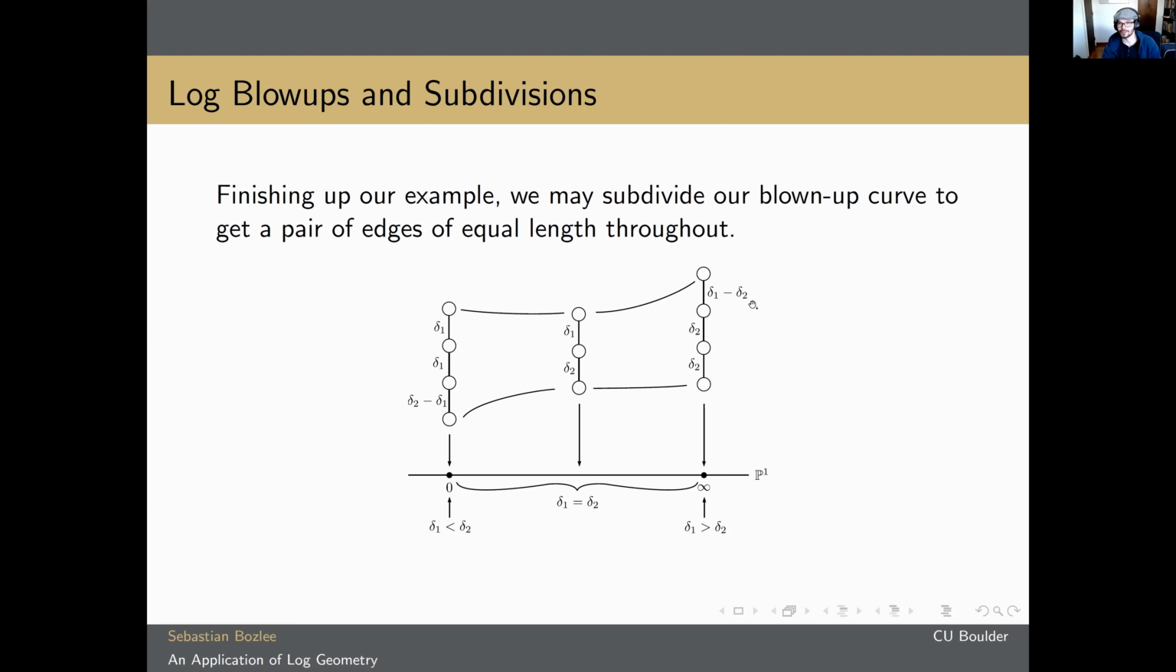And similarly over here with the delta 1, we chopped that into 2 pieces where this side had length delta 2. And what's good about this is now we have a pair of edges that have an equal length all the way through this family of curves. This will make it easier to define a mesa.